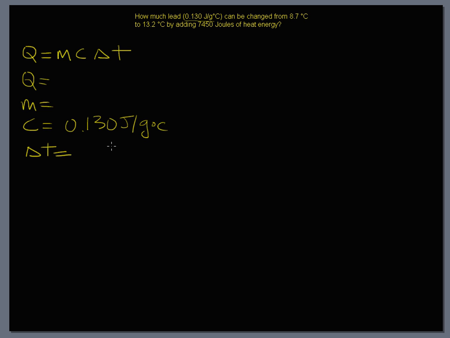So my students would write this value in there: 0.130 joules over grams degrees Celsius. I always write the units in. Units become very helpful later as we're solving the actual problem. Can be changed from 8.7 to 13.2, so the final temperature is 13.2, and we're going to subtract 8.7, and that would be 4.5 degrees Celsius. And here is our unit of heat energy, 7,450 joules.